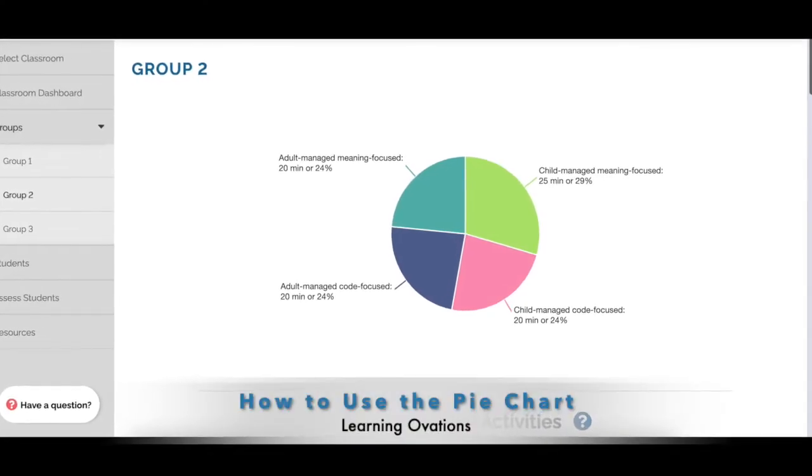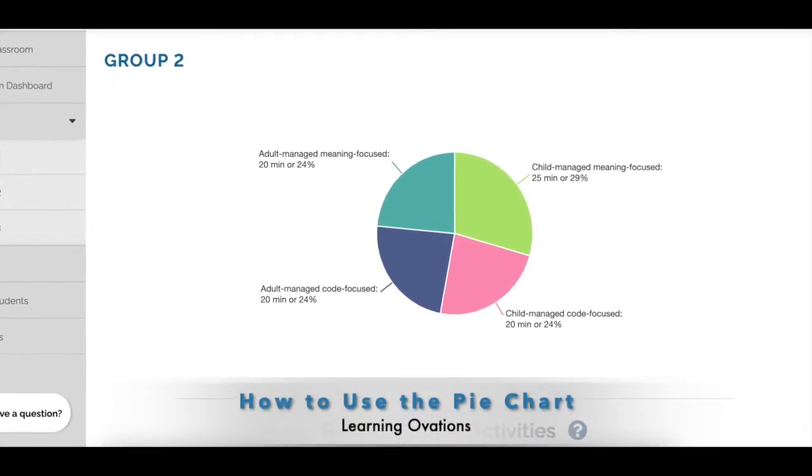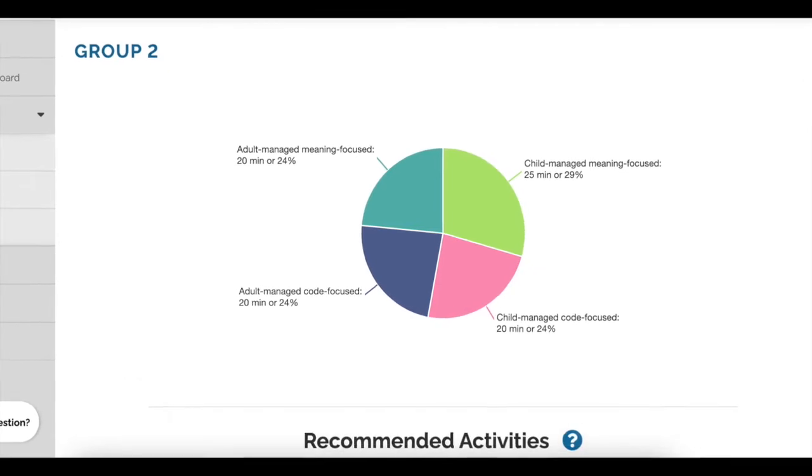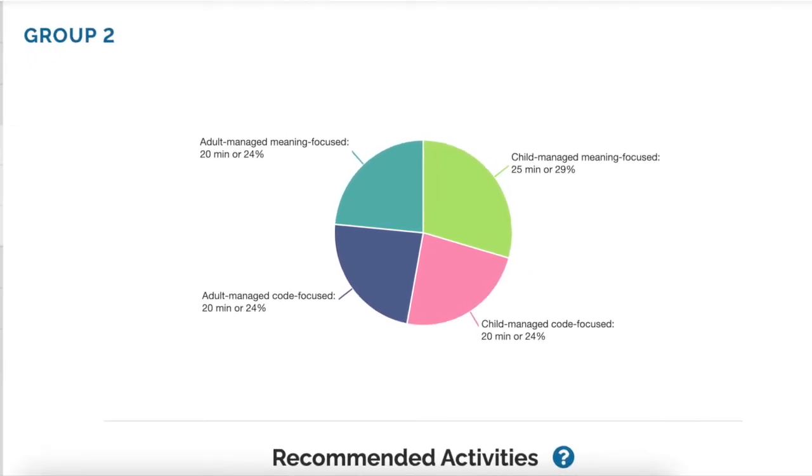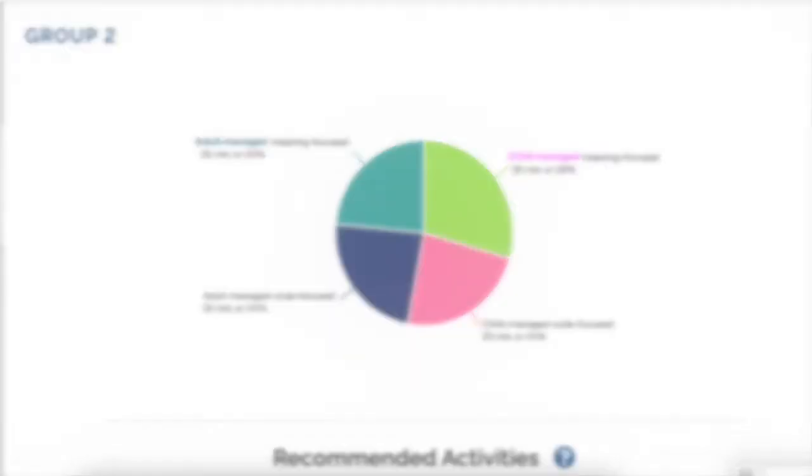Let's go over how to understand and use the pie chart recommendations. The pie chart is broken up into 4 categories or types of instruction. 2 of these categories represent the 2 types of reading activities that a child might be doing, and the other 2 categories represent the 2 ways that they will be doing them.